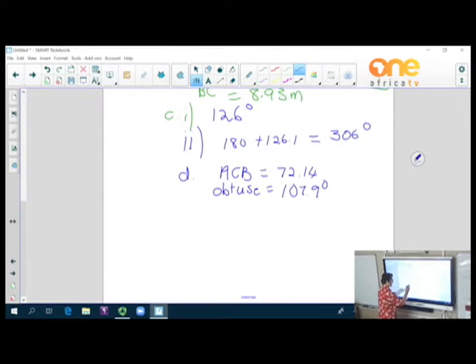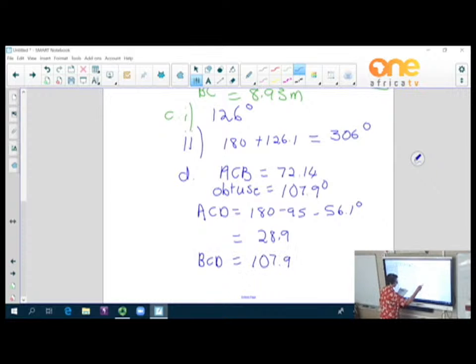And then ACD is 180 minus 95 minus that 56.1 degrees. So that one is 28.9 degrees, ACD. And then we come to BCD. As you can see, it's quite a long one, and it's that 107.9 degrees, that obtuse angle there, plus this 28.9, plus the 28.9, and that is then 136.7 degrees.